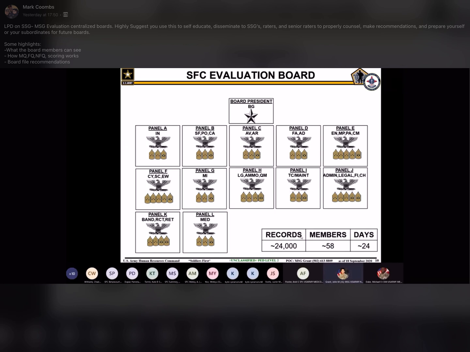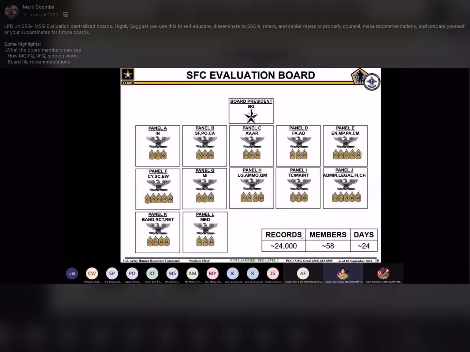For the panels, I'll show you the panel breakdown. So for instance, if you look at panel Alpha, it is infantry. Because that panel is identified as infantry, that colonel, those 2 command sergeants major and that 1 sergeant major are all going to have an infantry background. And the only files that they will look at are infantry candidates.